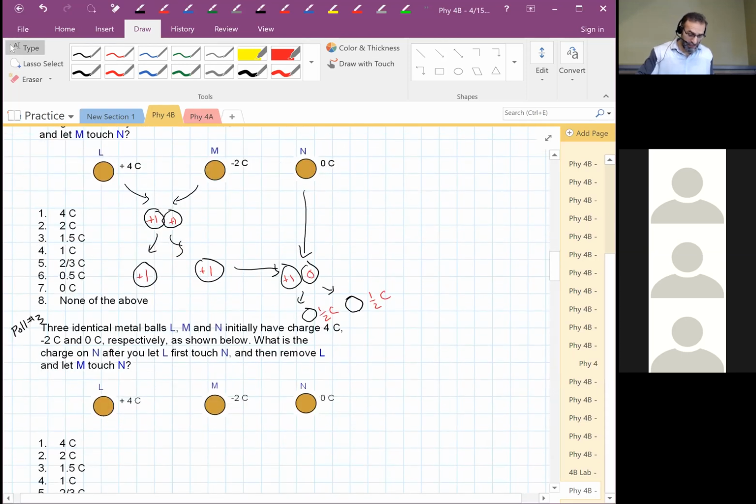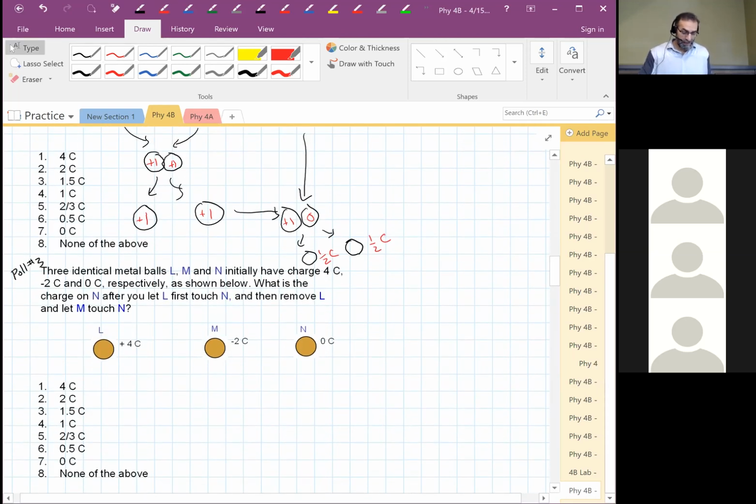One more just to see if you got it, and then we'll move on. So this time we bring L and N, same three spheres, same three charges, but this time L and N come together first. And then we separate them. I'm going to put this one back. We already did that problem, right?